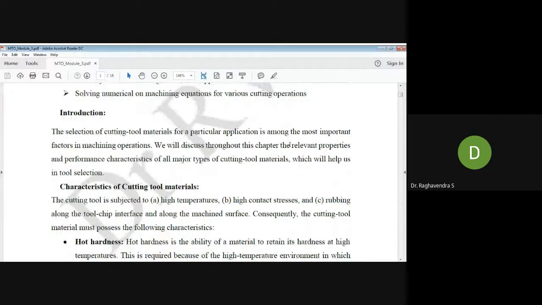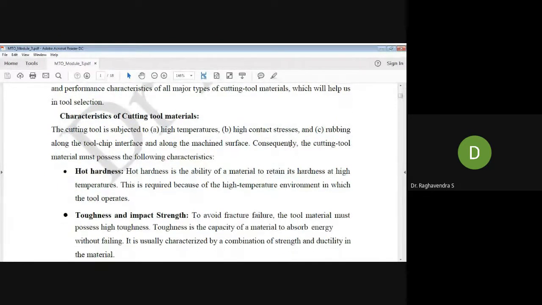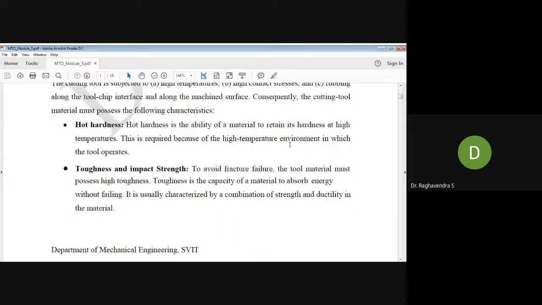See, the cutting tool materials is a particular application. Most factor means what are the materials we're going to use. Whenever you choose a cutting tool material, this material should have some property. What is the property? It should be very high. A very good example: if you want to cut a vegetable, the knife should be very hard, sharper, all these things. Then only I can cut the vegetable. If the knife is blunt or worn out, I cannot cut the vegetable. That's very simple, right?